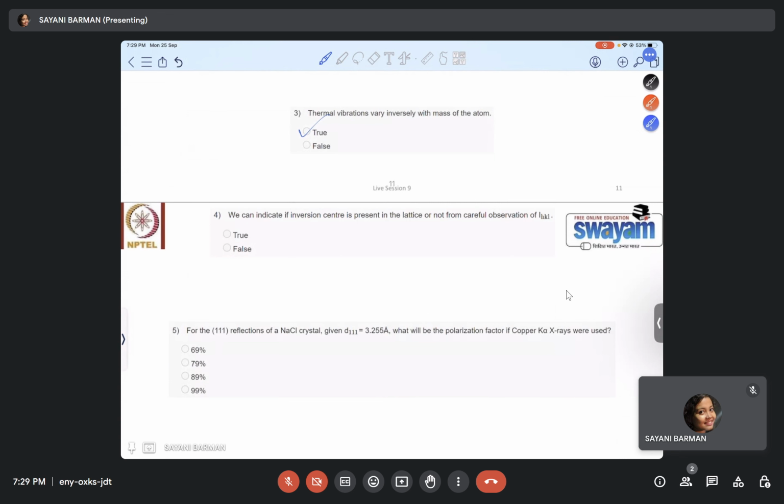Now, the next one is, we can indicate if inversion center is present in the lattice or not from careful observation of I(hkl). Yeah, it's true. Yeah, it will be true.